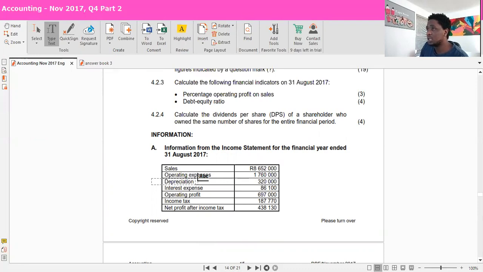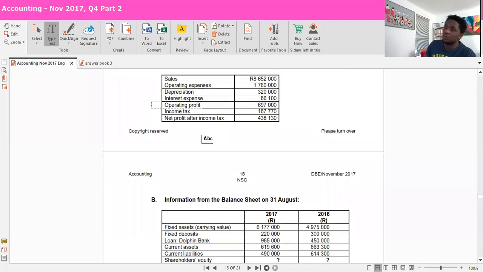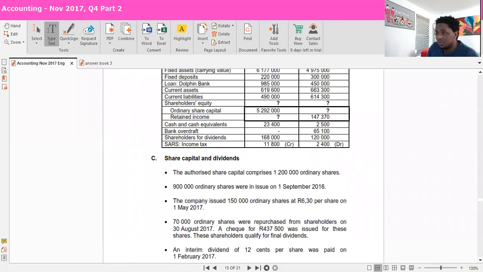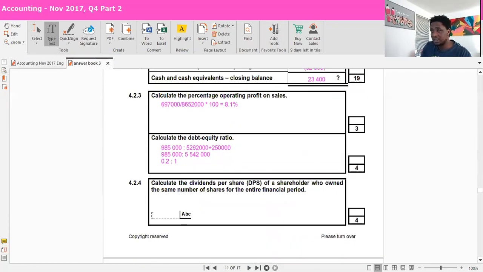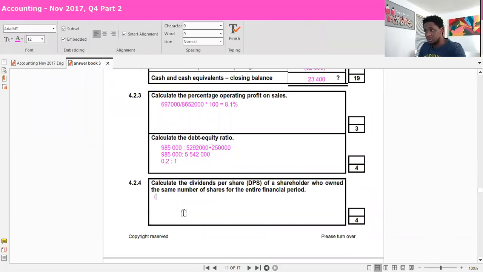Moving on to the next question, they say calculate the dividends per share of a shareholder who owned the same number of shares for the entire financial period. All right. So there's a few things we know. There's an interim dividend of 12 cents, and a final dividend of 168,000, the amount that was still yet to be paid by the end of the year.